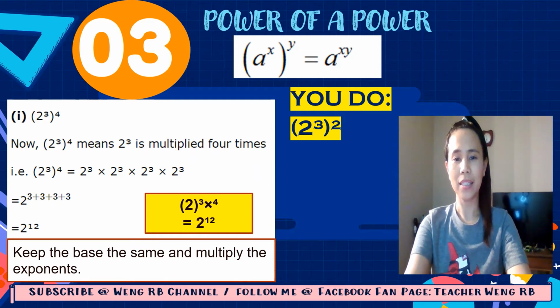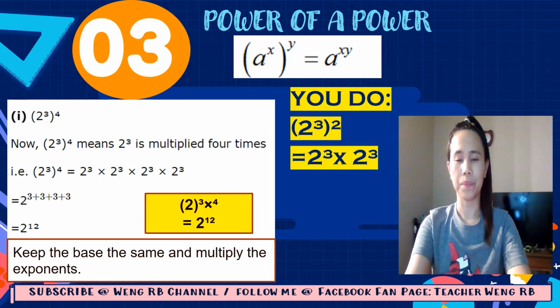I bet you are done. So remember that we are multiplying the exponents. So we still have 2 as the base. So 2 to the 3rd raised to the 2nd power would mean 2 to the 3rd times 2 to the 3rd. We are multiplying the base twice by itself. Or we can also have 2 raised to the 3 plus 3 because we have the exponent as 3, and then we multiply it twice by itself.